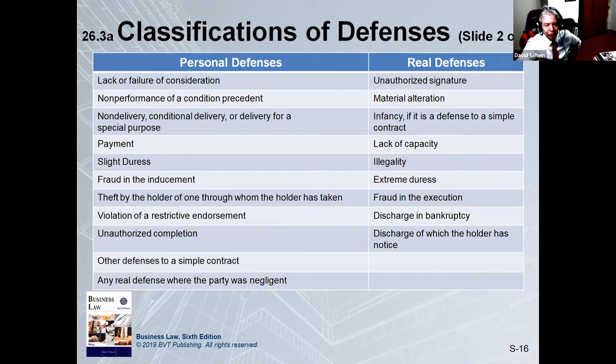Somebody took a $100 check and made it look like a $1,000 check. That's a material alteration. That check is never going to fly. Infancy, lack of capacity, and so forth. So it's important that you understand the context of real defenses versus personal defenses, but I'm not asking you to memorize this entire slide, but to spend some time and focus on the meaning of the slide.